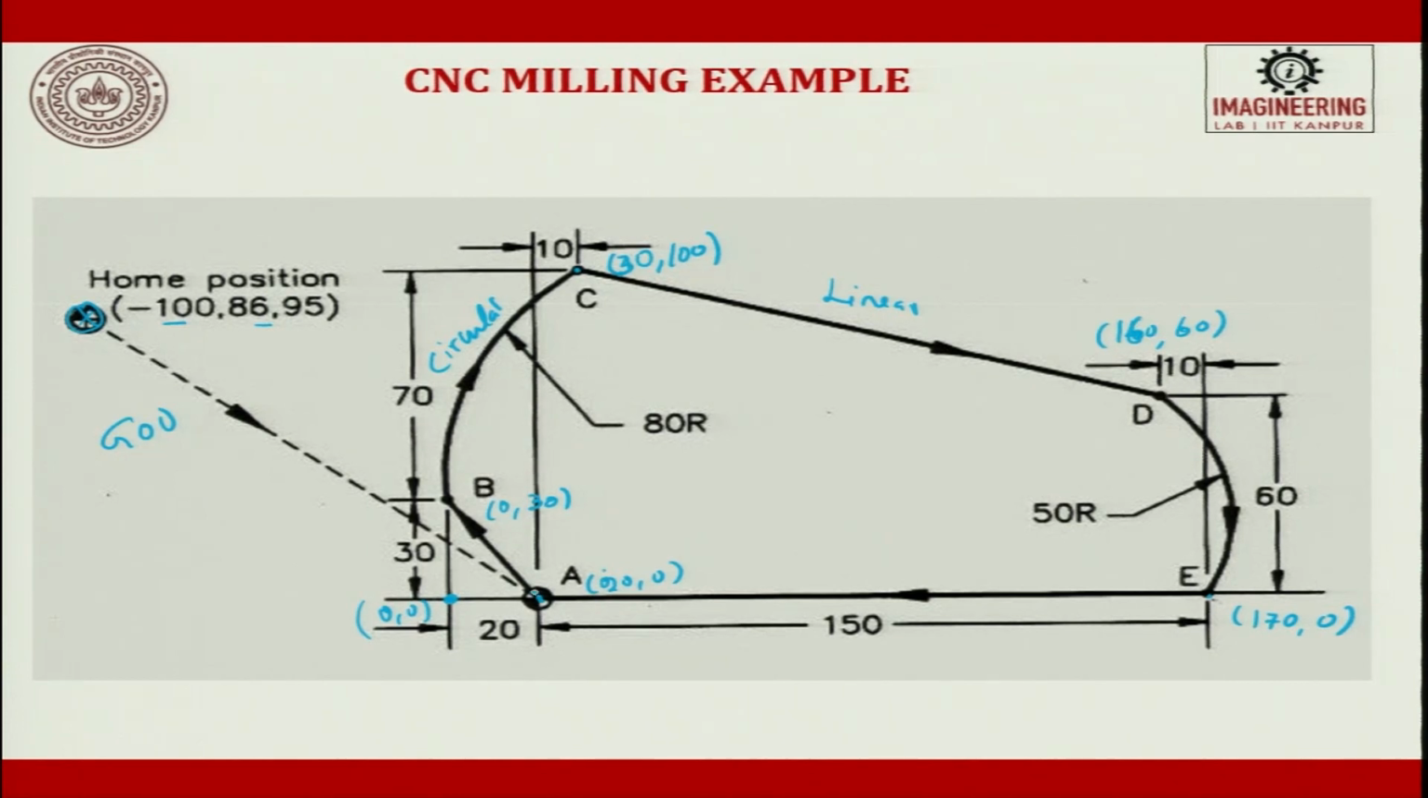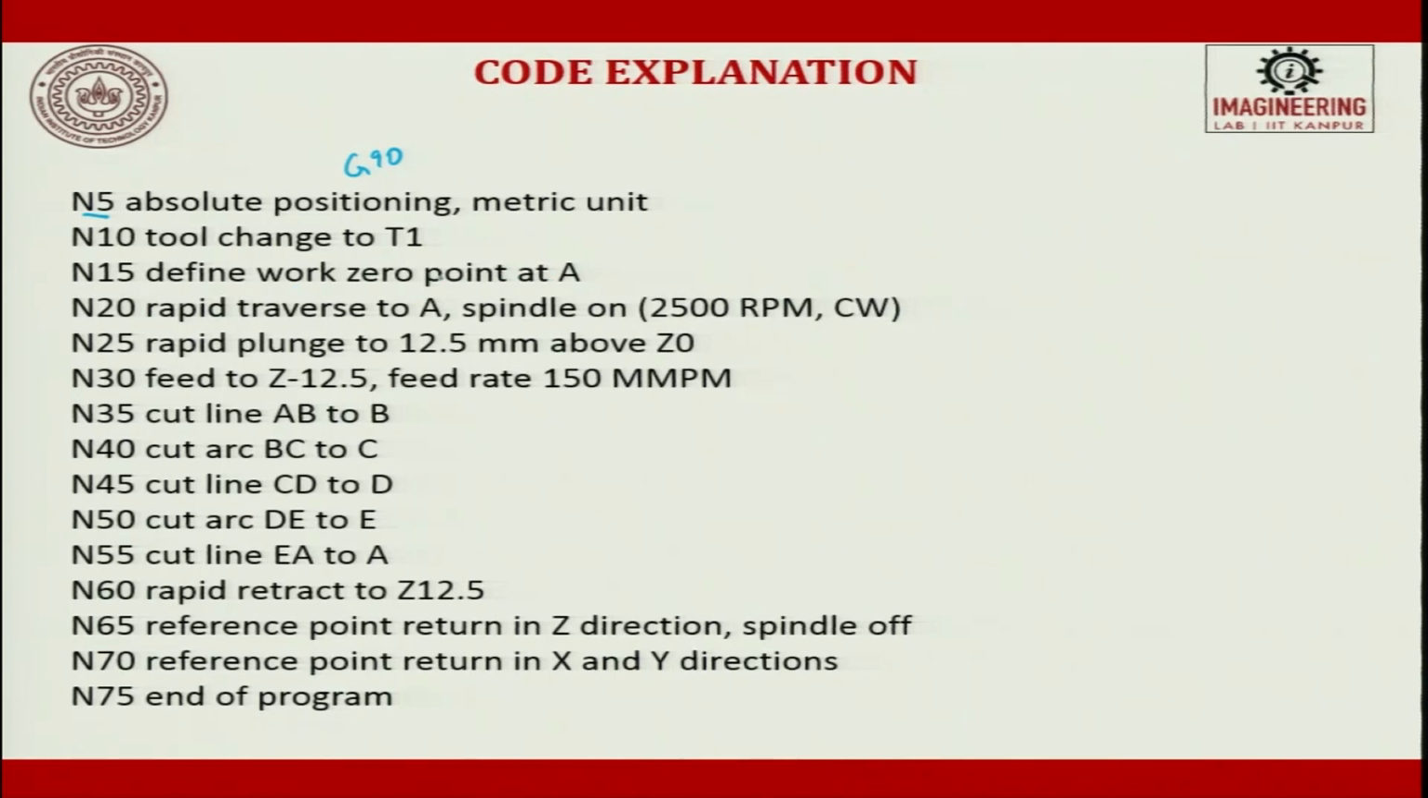I have made the offset from this point as 0 0 and I have given these values. But if you want to follow the sequence given here, you can also do that. So, define a work 0 point at A, then rapid traverse from a different coordinate system to A with the spindle speed on, this is what it is.